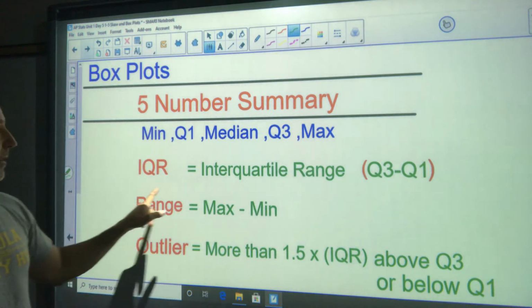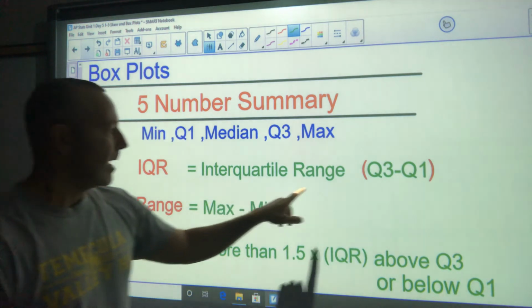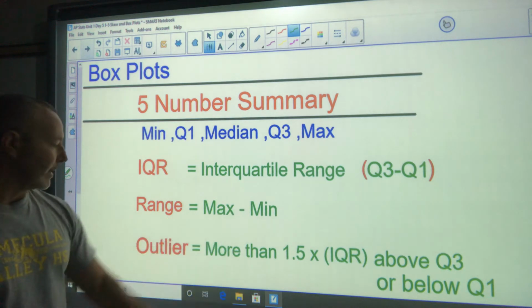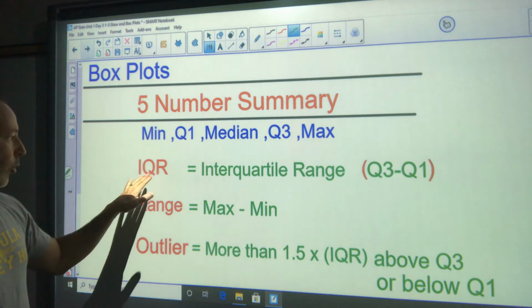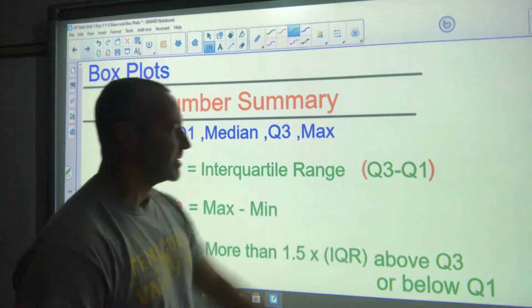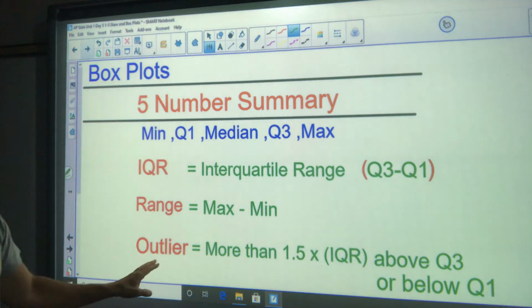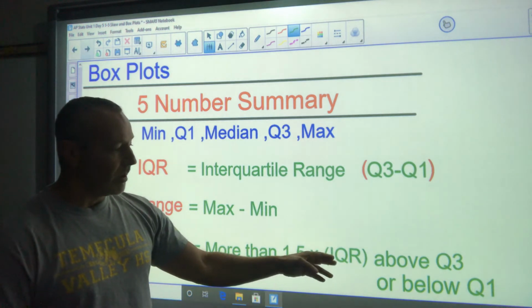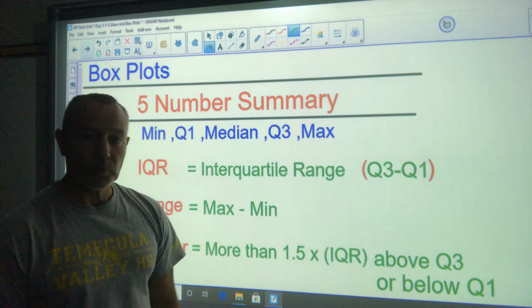Okay, the IQR is the interquartile range, and that is Q3 minus Q1 is how we get that. The range is the max minus the min. Remember, the interquartile range is another type of range. It's just the max minus the min of that area, which is the center box of the box plot. And an outlier has to be more than 1.5 times the IQR above Q3 or below Q1.